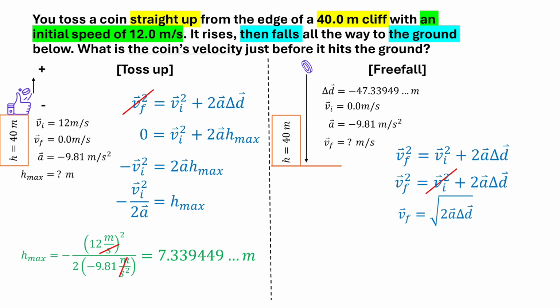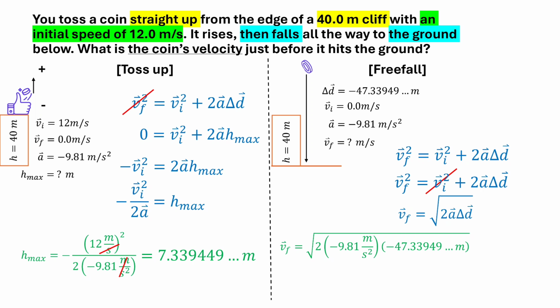I canceled initial velocity because it's 0. And all I got to do was put a square root on both left and right side. Thus, we have VF isolated. Then I substituted all values. Negative and negative cancel each other out.